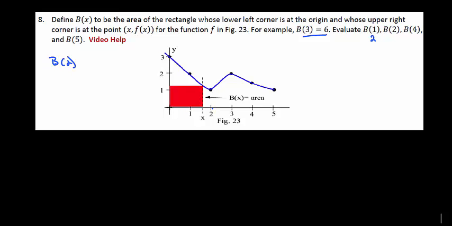Well, I go over to 2, go up to the function, draw a line over. I'm looking for that area in there. So that again is a base of 2 times a height of 1, which is 2. Notice that b of 1 and b of 2 are two different rectangles, right? There they both are, but they both have the same area. b of 3 we've already done, so b of 4.